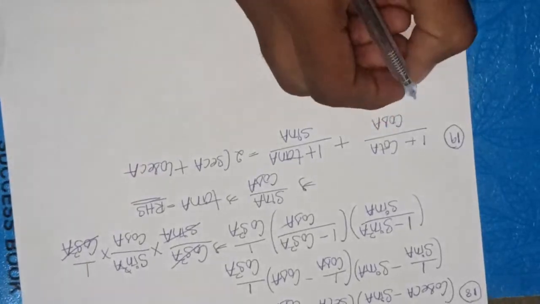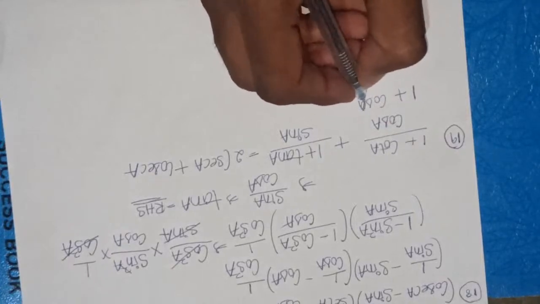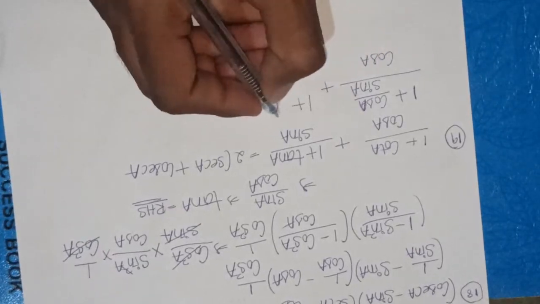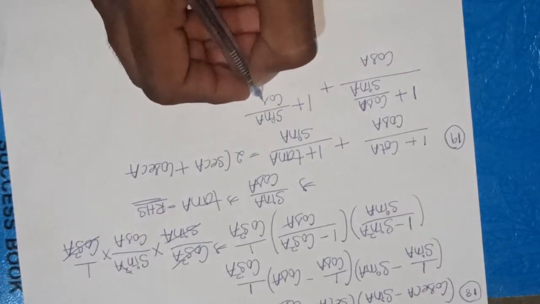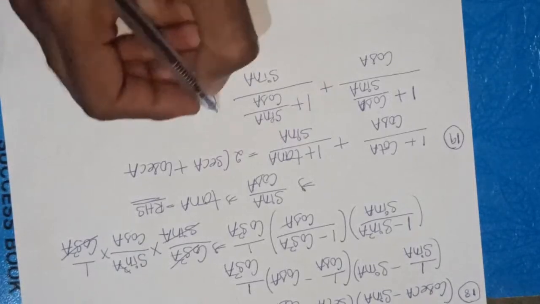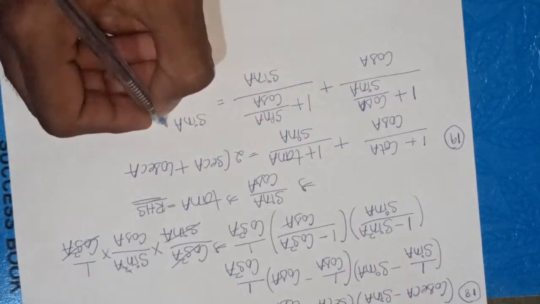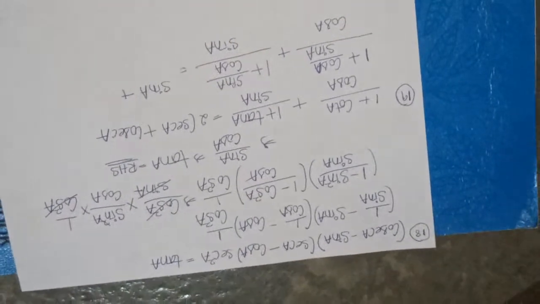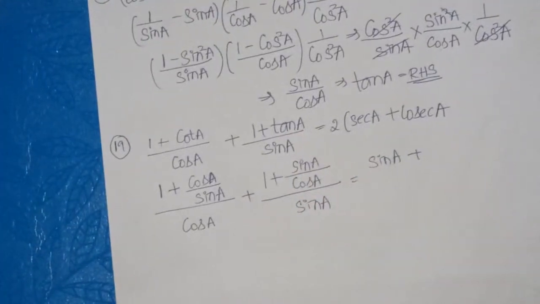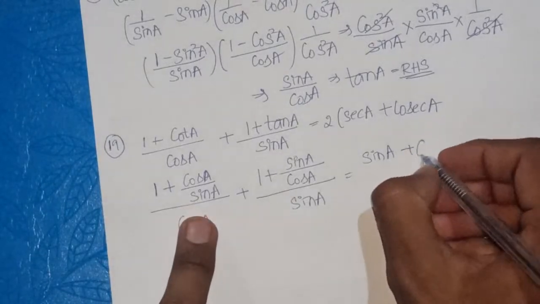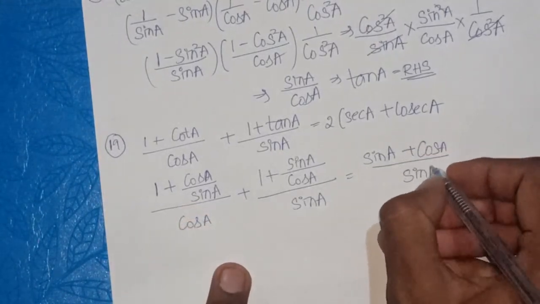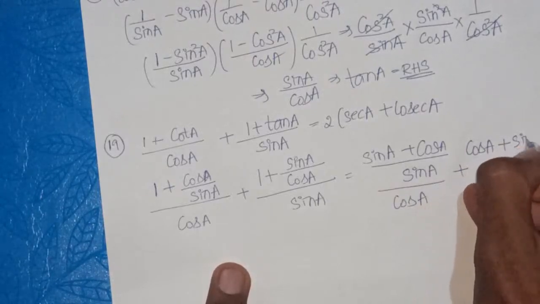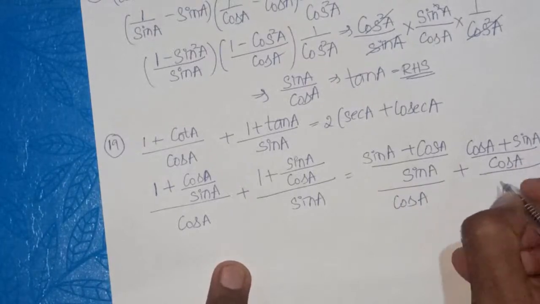This can be solved as follows. 1 plus cot A can be written as (sin A plus cos A) by sin A, divided by cos A, plus 1 plus tan A, which is (cos A plus sin A) by cos A, divided by sin A.